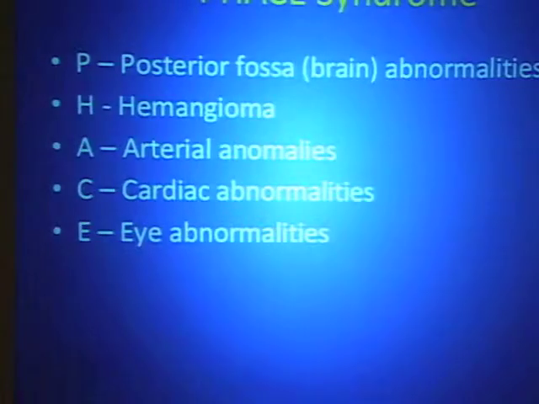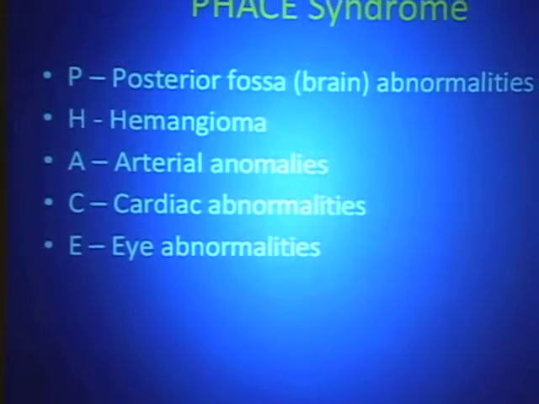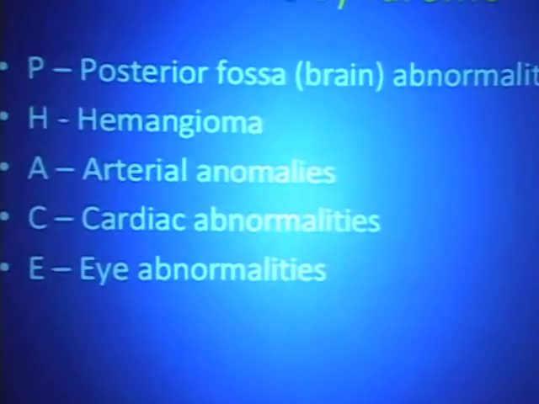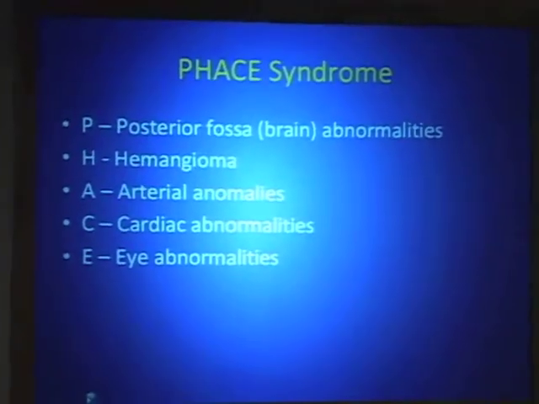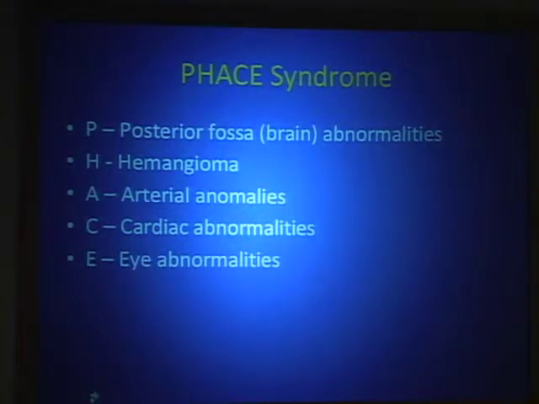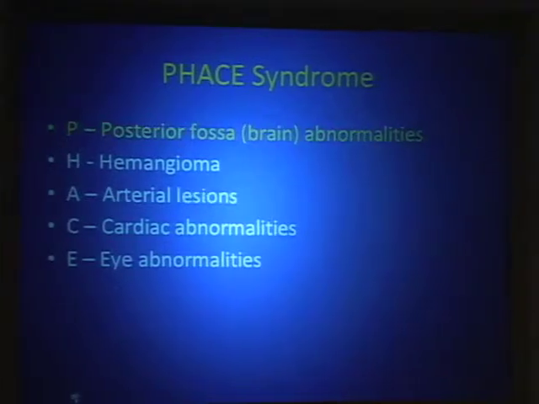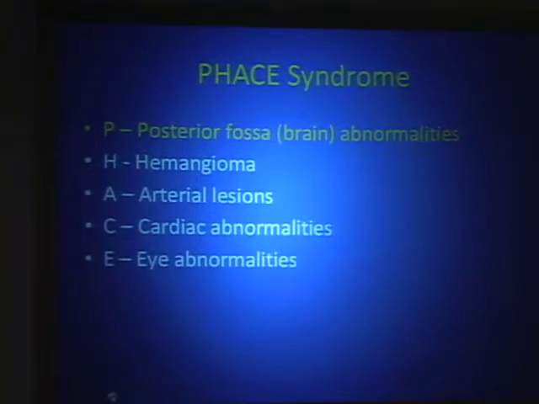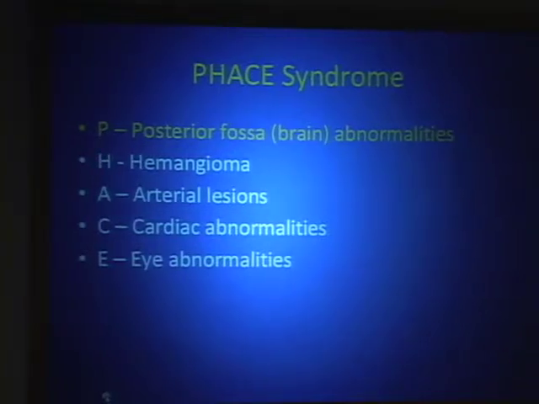Today I'm going to talk about neurological implications of PHACE syndrome. And I know everyone knows this and you've gone over it every single day since you've been here, but P for posterior fossa abnormalities, H hemangiomas, A arterial anomalies, C cardiac abnormalities, and E abnormalities of the eyes. I'm going to focus just on the P part, the posterior fossa, and brain abnormalities.